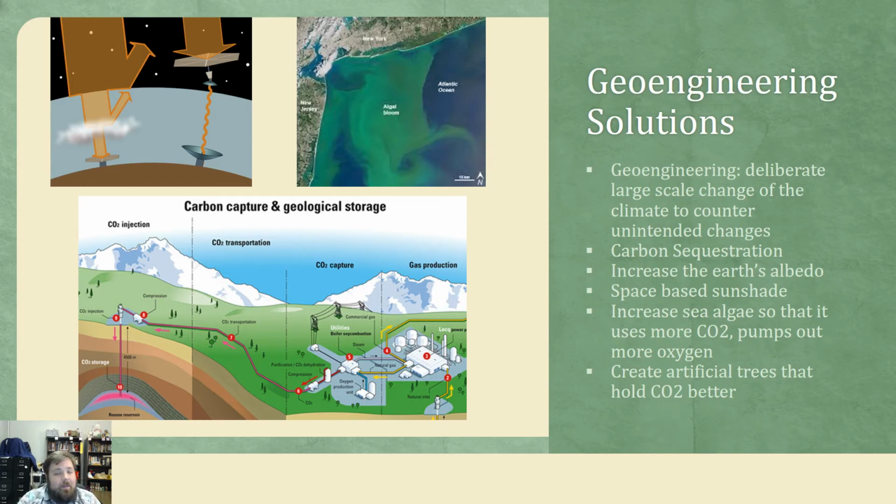But maybe it just hasn't been enough, and we're going to have to fix the problem as well. So what are some of the things that go into geoengineering? Well, the biggest one people talk about is carbon sequestration. It's a bit of a tongue twister, but what it means is basically taking the excess carbon that we've put into the atmosphere and shoving it back in the earth.